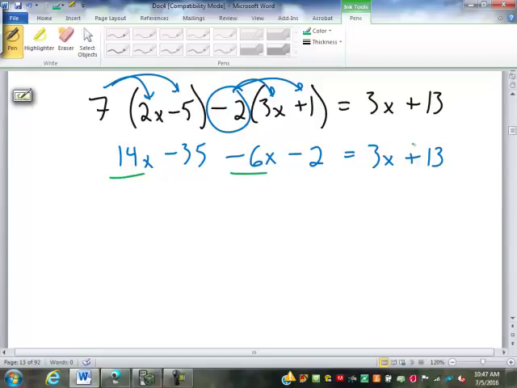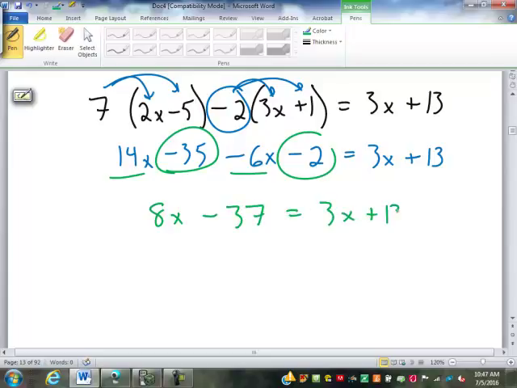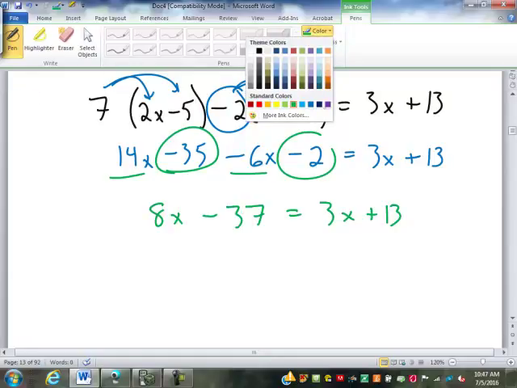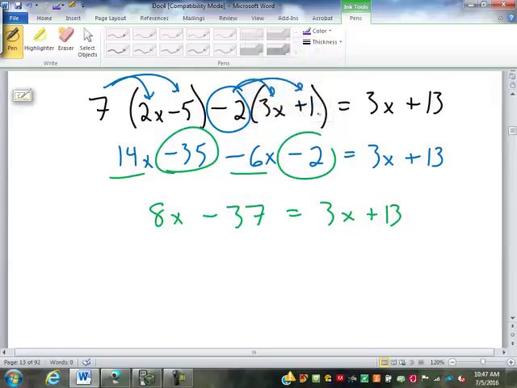14x and negative 6x make 8x. Negative 35 and negative 2 make negative 37. Okay, now I have reduced everything that I can on one side of the equation. Once I've done that, it's time to start looking at both sides together. Now, what's different with this one than any of the others I've seen so far today is that the variable appears on both sides. So what do I have to do?